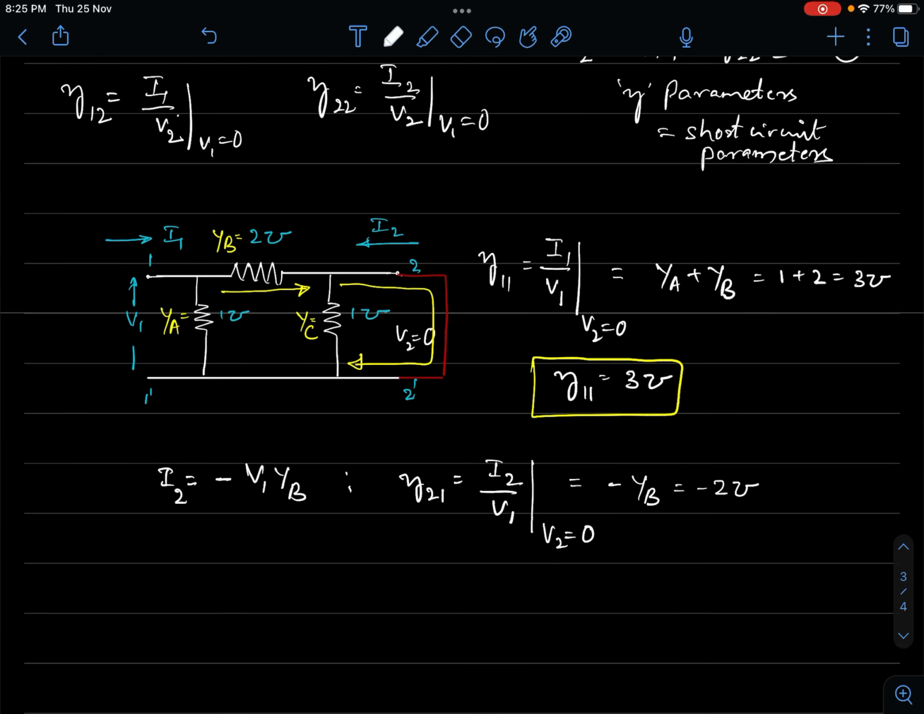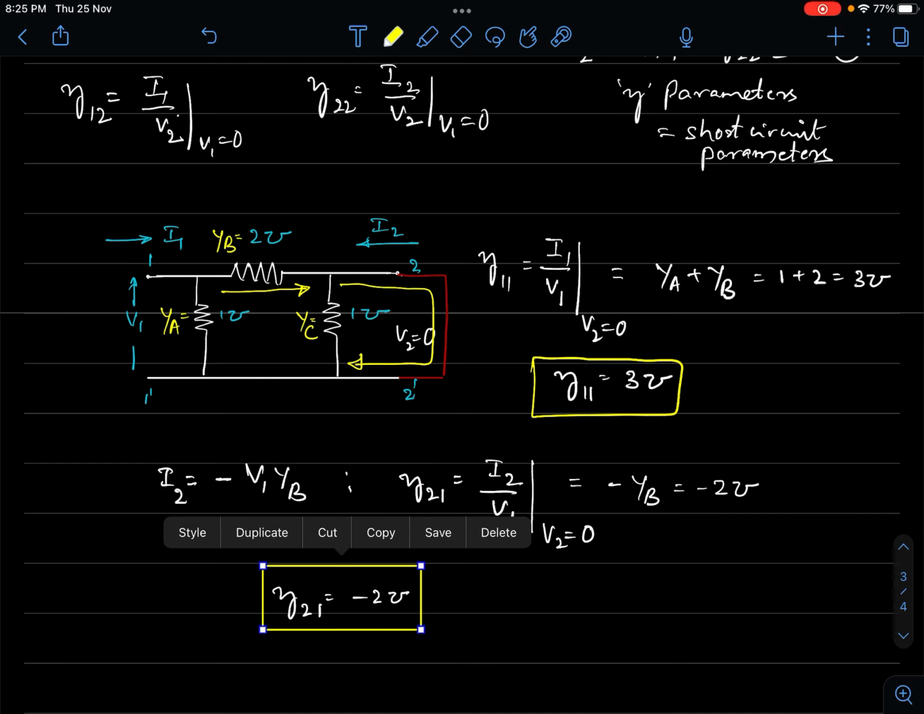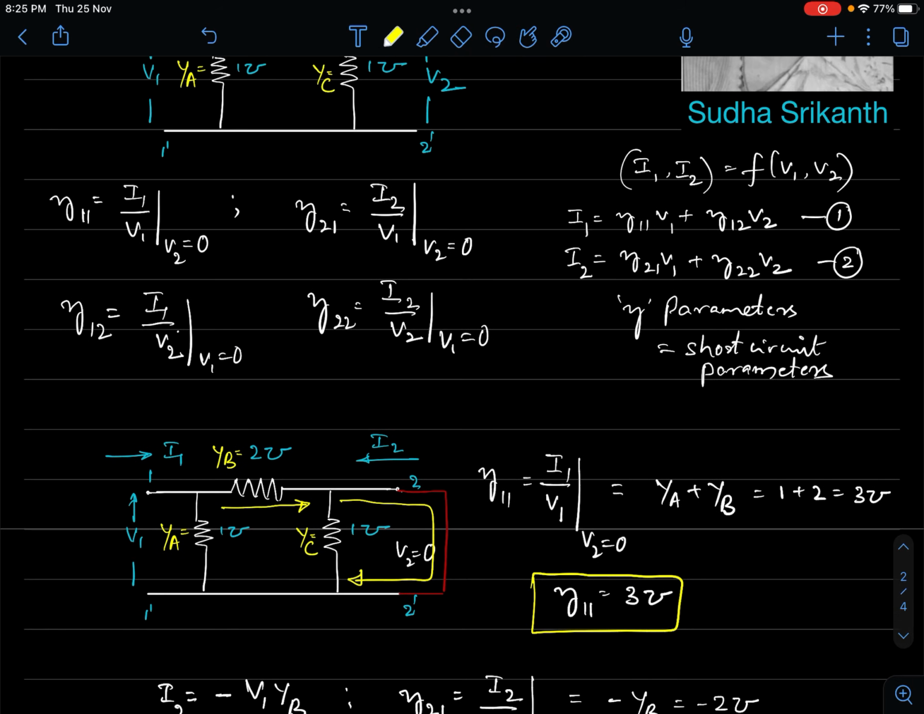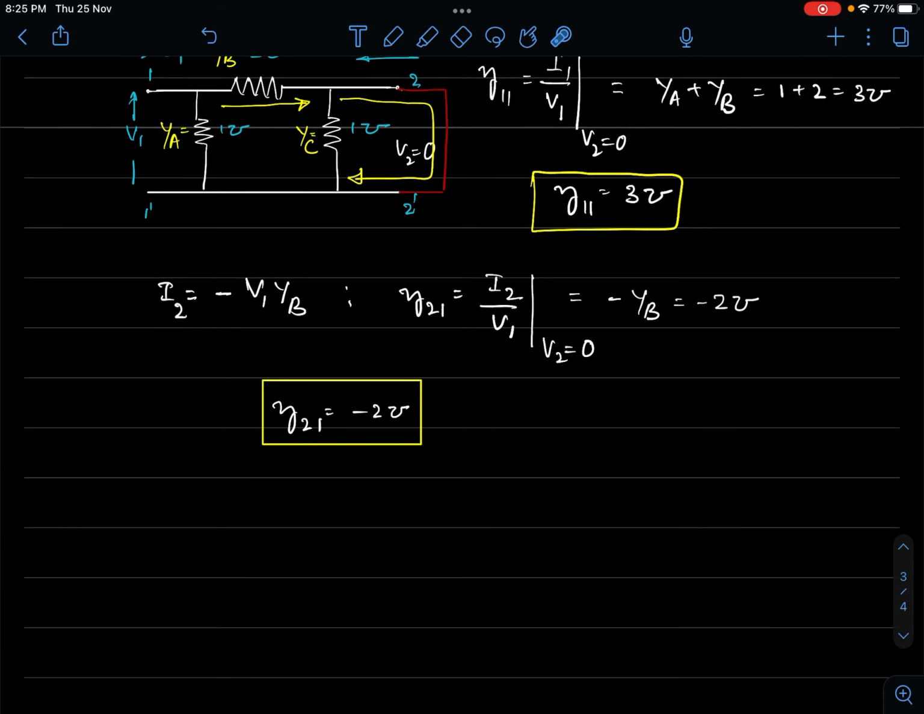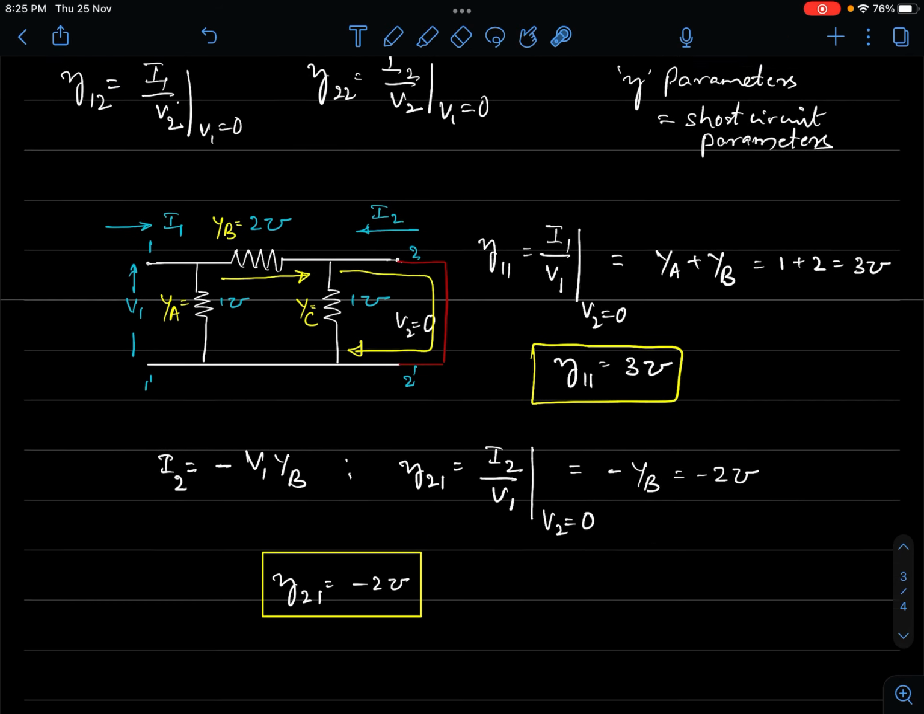Okay, so we are able to determine the next parameter. That is y21 is minus 2 mhos. Okay, so we'll try to put it in a box so that we can collect them later, right? So this is another value. So we are able to determine 2 quantities. What are the 2 quantities we are able to determine? We were able to determine y11 and y21. This is possible with V2 being made 0. Okay, so y11 and y21 we have determined.